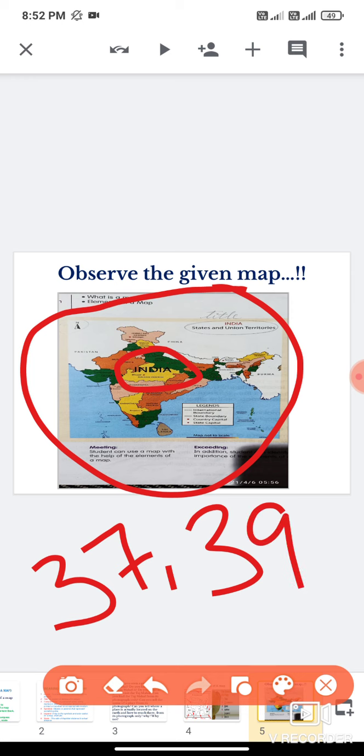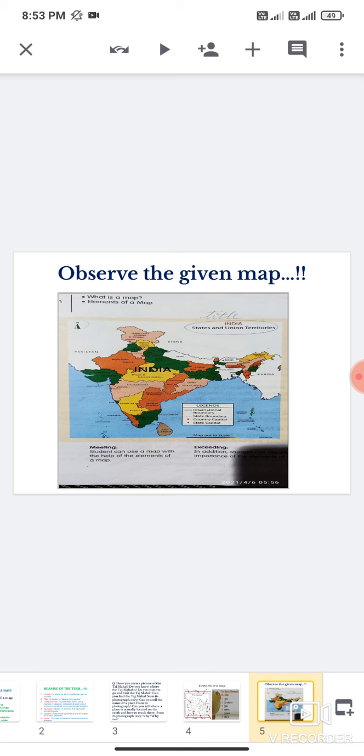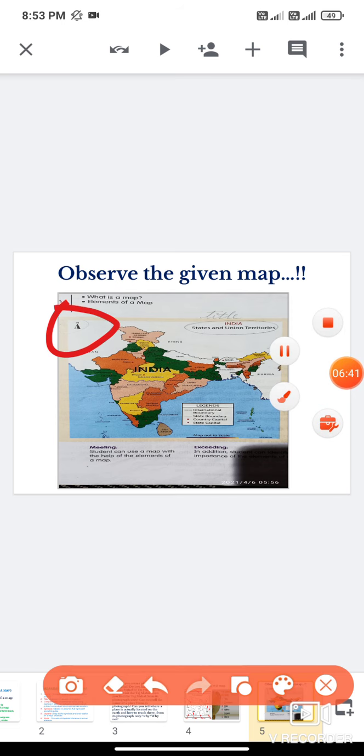Okay, the legend. You'll see in the legend the international boundary, shown with dots, and the state boundary, which is indicated in bold black. The country capital is shown here, and the state capital is the small red dot. Those are the country capitals. The map also shows an arrow pointing to the north direction.